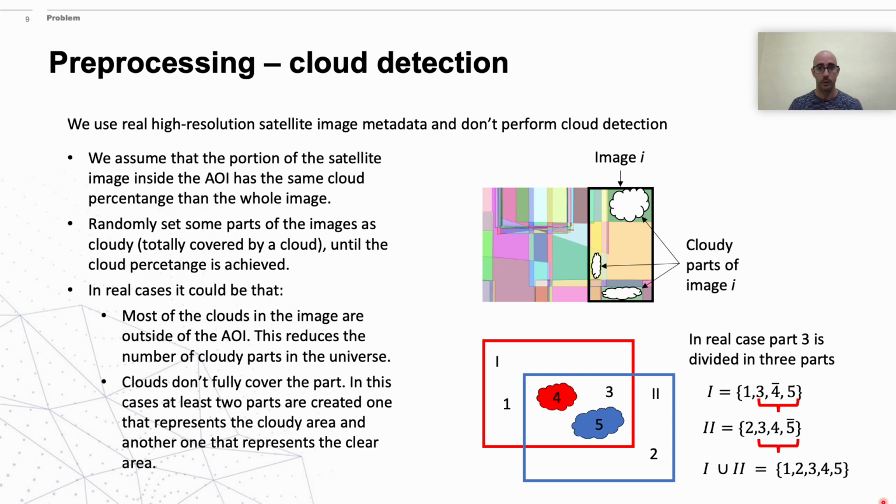We also have to highlight that in real cases, it is possible that the clouds don't fully cover a part. In this case, at least two parts are created, one representing the area without clouds and the other one representing the cloudy area. Here, we can see an example of this situation where in the intersecting region, we have two clouds from the two images, and these clouds do not fully cover the intersecting region. As a result, instead of having only one element, we have three: one for each cloud and another one for the non-cloudy part of this region.